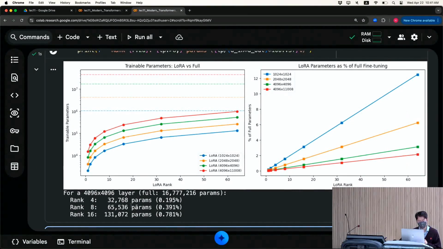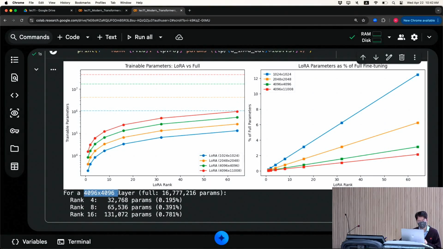So for example, for a 4000 by 4000 fully connected layer, which has 16 million parameters, if we use rank 4, you only use 0.2% of the parameters. If you use rank 16, you only use 0.78%. So it brings down the complexity during training quite a lot.